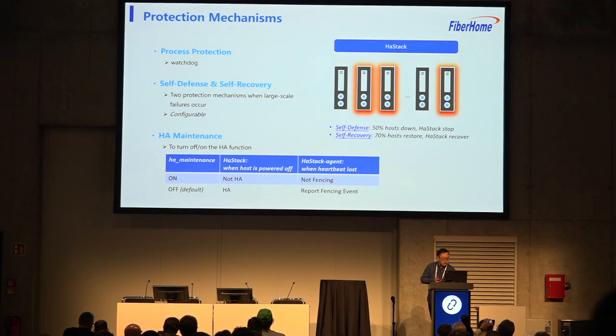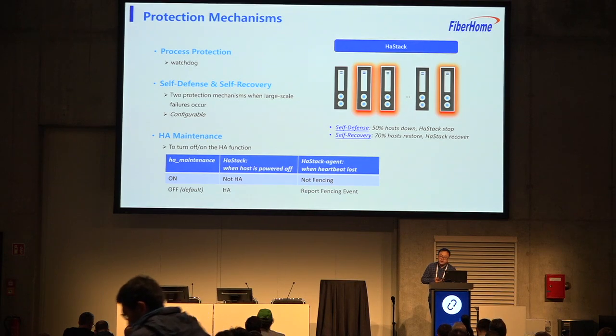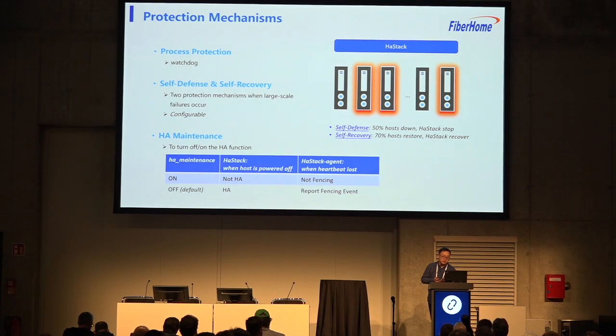And we also implement a feature called HA maintenance to turn off or turn on the HA functions. This is for certain maintenance scenarios like OS update or the storage expansion or upgrade. So the different performance of the system when using this feature are described in the table.